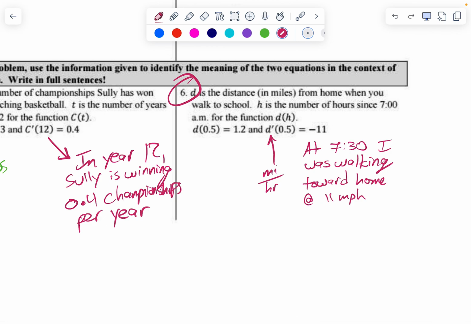Would it also be right if I said towards school at negative 11 miles per hour? Towards school, at negative 11, okay. That would be like a double negative. It would be a little bit weird, but it's true, because that's like saying I'm facing school but walking backwards.